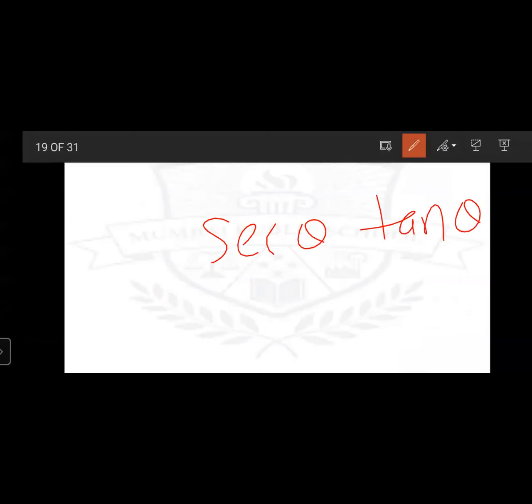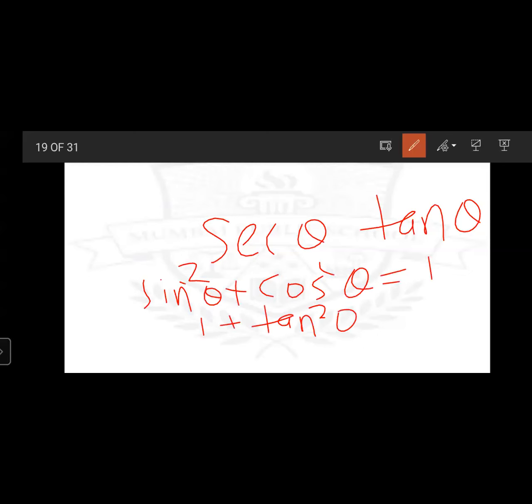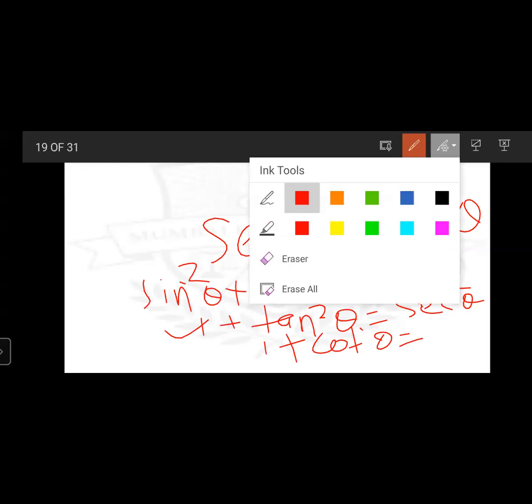Now, we see the three identities. First identity: sine square theta plus cos square theta is equal to 1. Second one is 1 plus tan square theta is equal to sec square theta. And third is 1 plus cot square theta is equal to cosec square theta. So from these three, we apply the identity 1 plus tan square theta is equal to sec square theta, since sec theta is equal to 25 by 7.